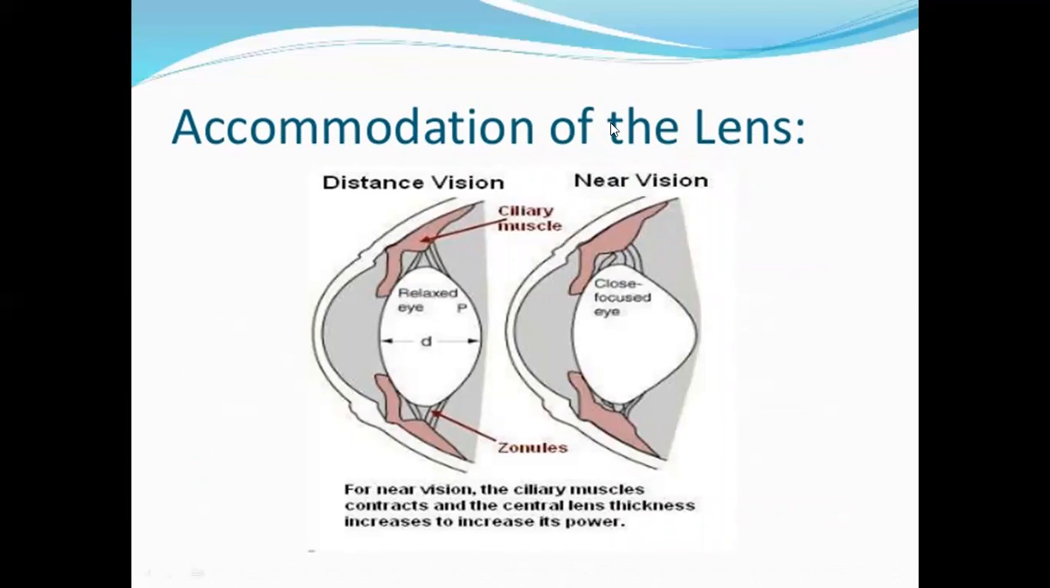Then accommodation of the lenses. In this picture you see the distance vision. In distance vision you see the ciliary muscle. In this ciliary muscle, it contracts and relaxes. After contraction it is relaxed, so the eye is able to see the object, and this is for near objects.